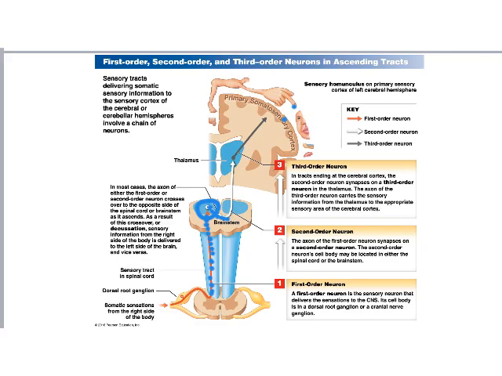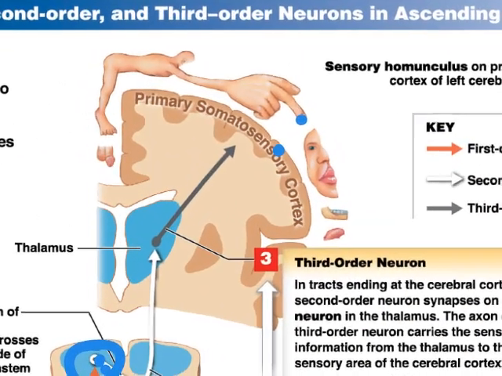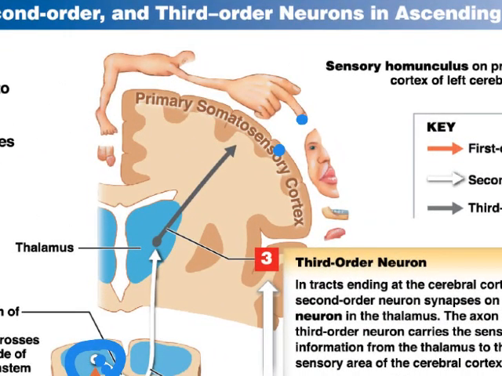But notice this interesting picture at top where you've got a brain, and we're looking at the primary somatosensory cortex. That's going to be just posterior to the central gyrus, right?